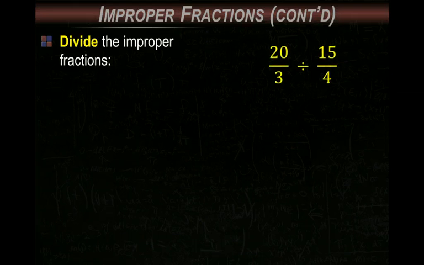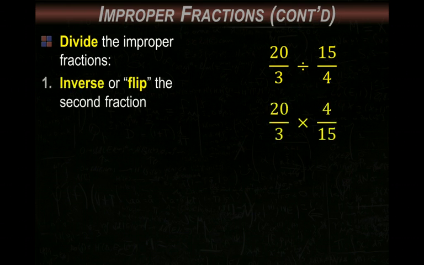Well, let's try one. Here's two improper fractions. 20 over 3, 15 over 4. I'm going to divide them. Some of you were doing this yesterday. So the way you divide, remember the step. Step 1, flip the second fraction. So 15 over 4 becomes 4 over 15.